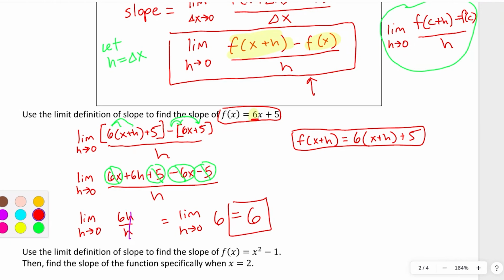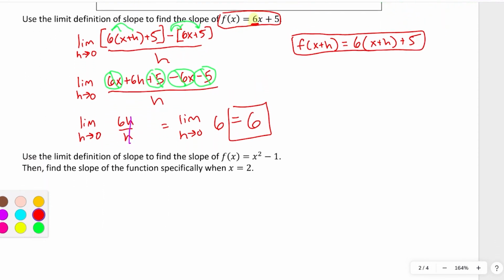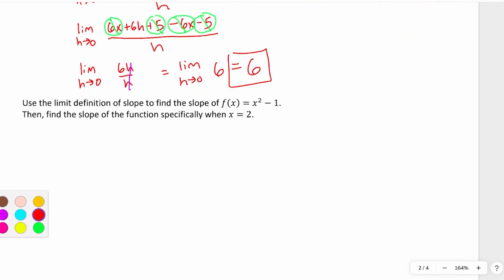Now you might be wondering, this is such a roundabout way of finding the slope, especially for a linear function. Why are we doing so much work when I could just look at that leading coefficient and give you the answer? Well, not all of these are going to be linear. In fact, most of them will not be.